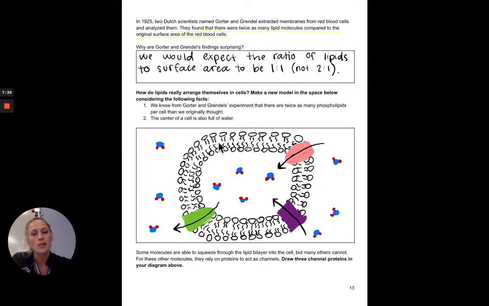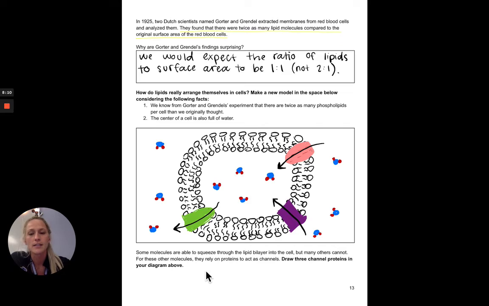So in your model, you can draw what we call this bilayer, bi meaning two, this double layer of lipids that make up the membrane of the cell. You don't have to draw the water molecules in your picture, but make sure to draw this phospholipid bilayer, or this lipid bilayer. It's going to take you a second, but when you are done, you can go ahead and move on to this last paragraph here.